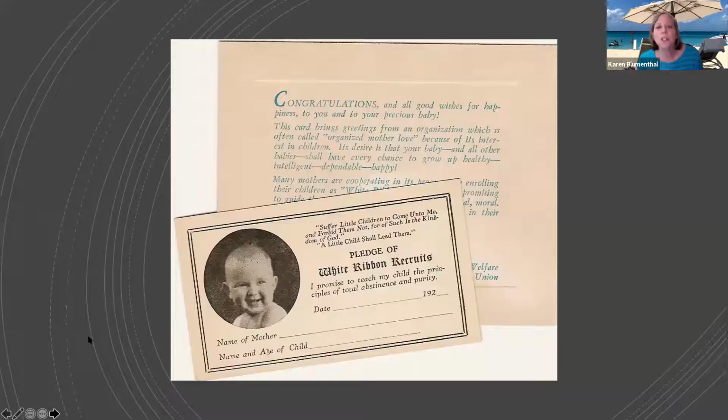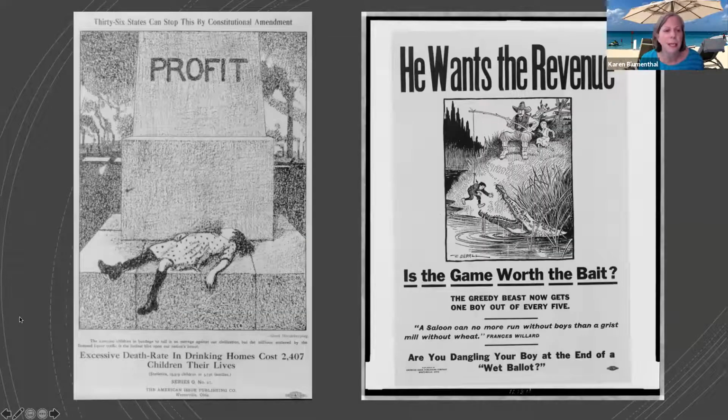The Women's Christian Temperance Union tried to recruit kids. They had their own kids groups, and even infants. So if you were born and your mother wanted you to be alcohol-free, she might sign you up as a white ribbon recruit, and you might have gotten these sorts of things in the mail to keep. The women were joined by a group that called itself the Anti-Saloon League, and that was kind of a religious group. It was led by ministers, and they sort of joined forces.